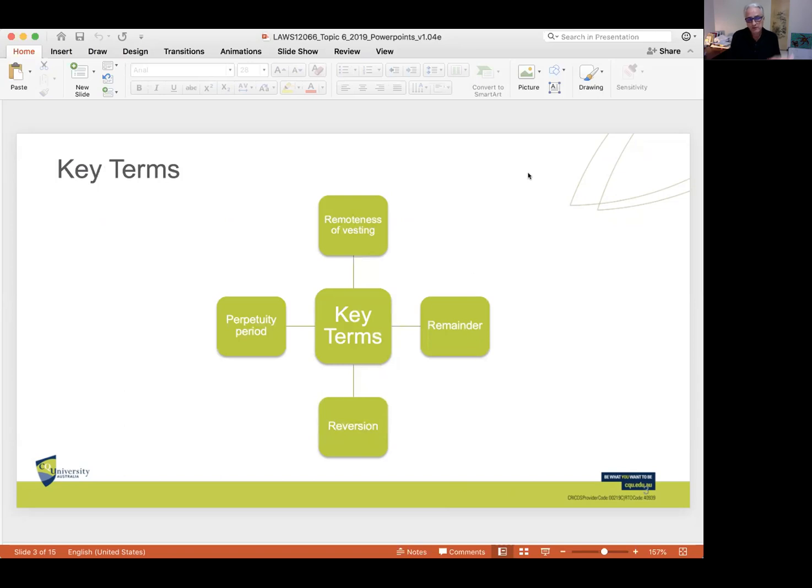So some of the key terms that we're looking at here: perpetuity period, the idea of remoteness of vesting. Often the rule against perpetuities can also be referred to as the rule against remoteness of vesting, because that's essentially what it involves. The idea of remainders and the idea of reversionary interests, potentially.